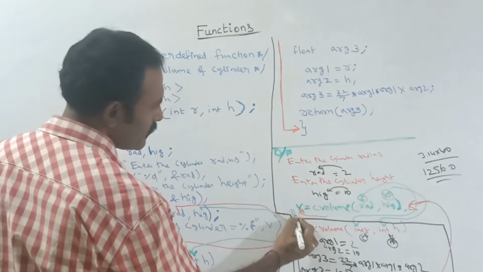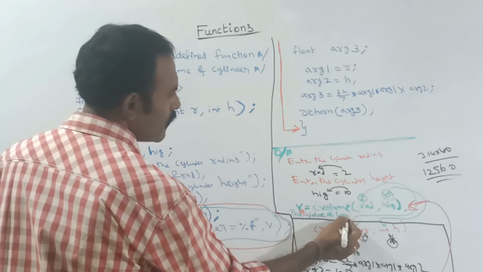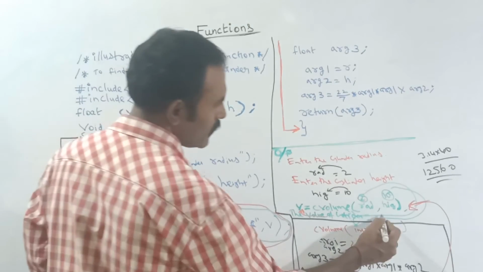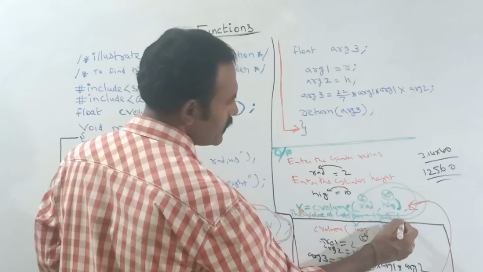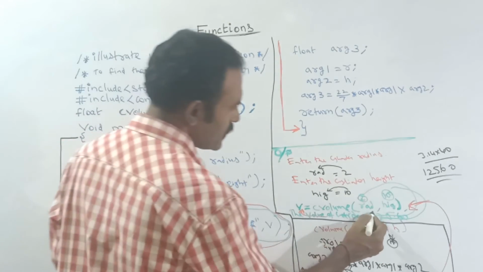The volume of cylinder is equal to how much? Here, 125.60. This 125.60 is the answer result.